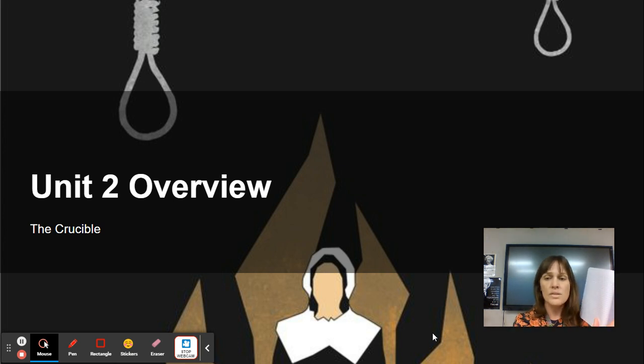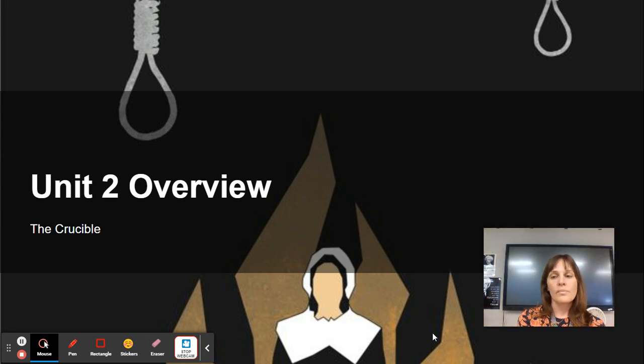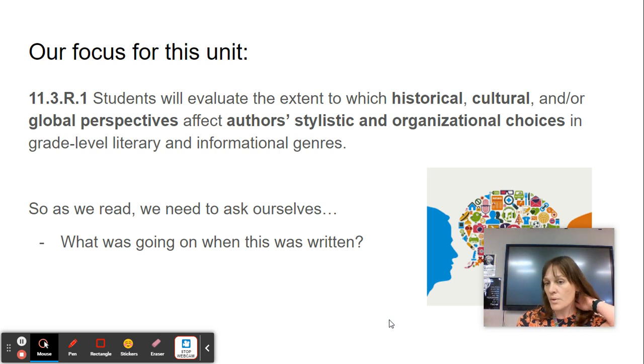Okay. So once you've glued that in, you can pause now if you need to. Then you're going to turn the page and start your notes on this next page. You can title it Lesson 1, Unit 2 Overview, something like that, the Crucible. Here we go. So our focus for this unit is this standard.